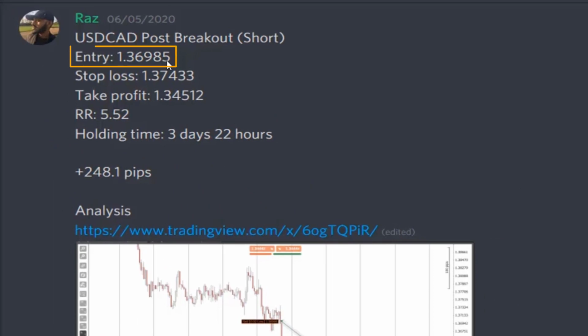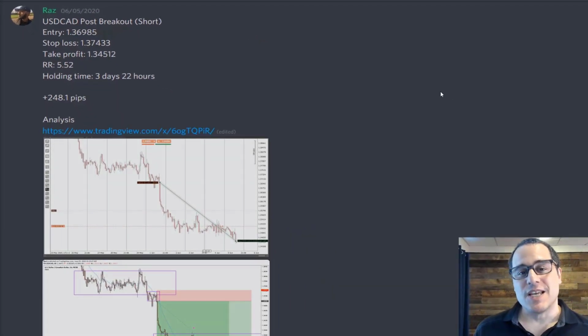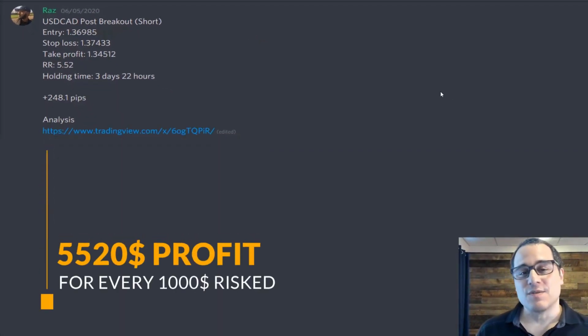So his entry is 36.985. Stop loss is 37.43. So about a 45 pip stop loss, which is nice. Take profit is 34.51. So plus 248 pips on this one. Only took about 3 days, almost 4. And his total plus R in this one is 5.52. So basically what that means is for every $1,000 he had at risk, he would have walked away with $5,520 profit. That's a really nice profit there.